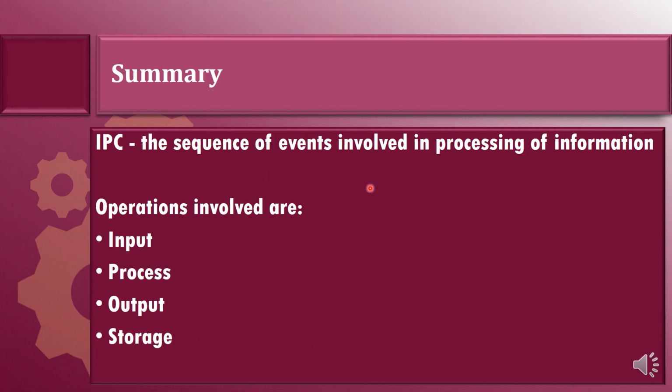We come to the end of topic 1.1. So here is the summary for 1.1. You should be able to define what IPC is. IPC is the sequence of events involved in processing of information. And I hope you are also able to memorize the four operations involved in IPC: input, process, output, and storage.